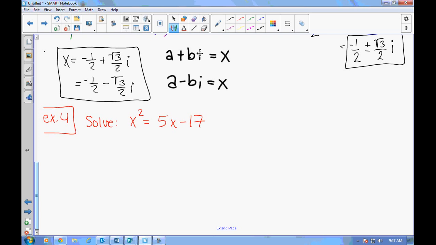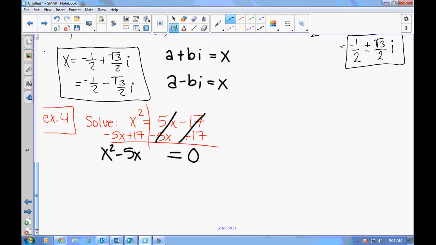How do I get everything to the left? Subtract 5x, add 17, but we need to do it on both sides. So on the right, those cancel and we have 0 equals. Now put it in order: x squared first, the quadratic term, the linear term, the constant term.